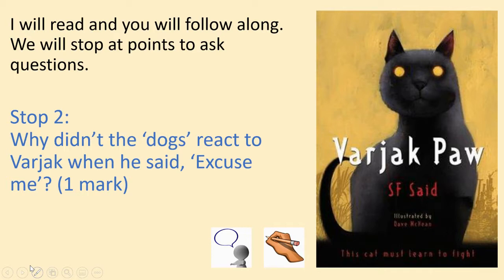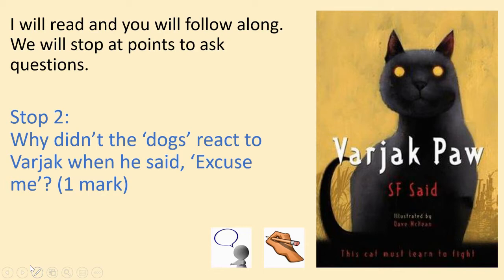We're going to stop. There's lots of clues that have been left there. Why didn't the dogs react to Varjak when he said, "Excuse me"? Have you worked out from the clues? Why didn't these dogs react? Why didn't they jump up and say hello or do anything when Varjak said, "Excuse me"? Have you worked it out from the clues?